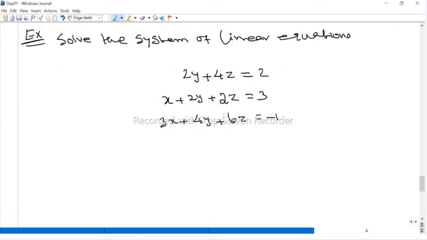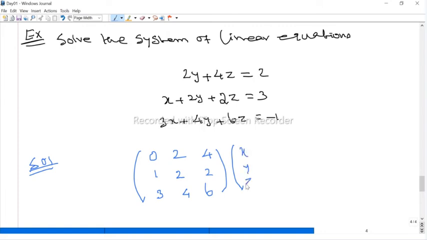Solution. How do we form a matrix equation? Just take the coefficients as the matrix. In the first equation there is no x term, therefore 0 is the coefficient, then 2 is the coefficient of y, and 4 is the coefficient of z. Now the second row is 1, 2, 2. The third equation gives the third row, 3, 4, 6, times x, y, z equal to 2, 3, minus 1. If you multiply out this matrix product, you will get the equations. So this is the matrix equation. Okay.